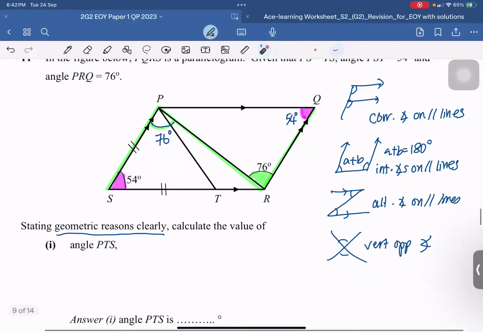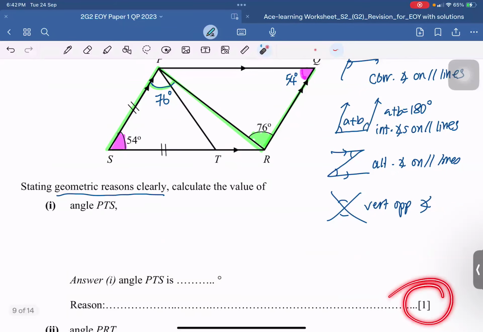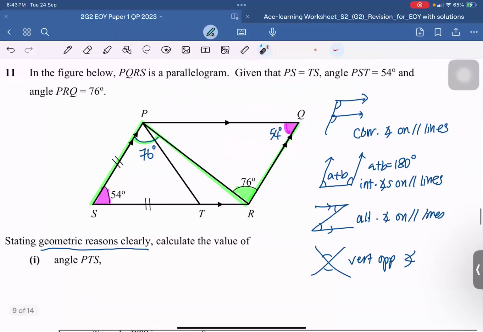This one needs a reason. Paper 1 says you must write the reason. They write down here, give reasons, which means you must give reasons. You can lose marks, since this one is worth only one mark. If you get your answer but have no reason, it means no marks at all. Do I write all the reasons? I just write only what is there.